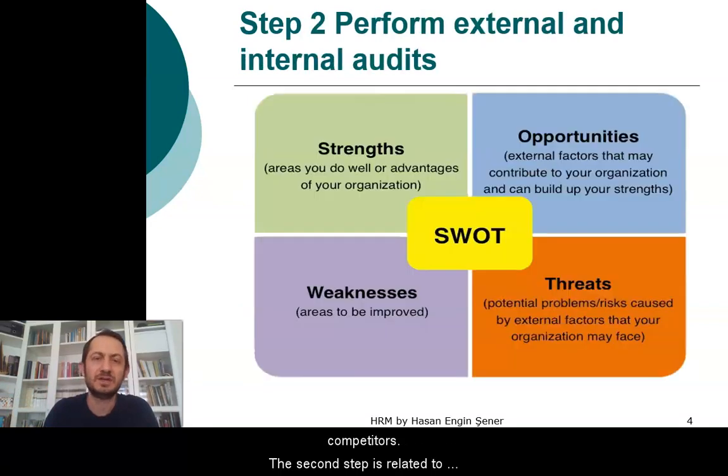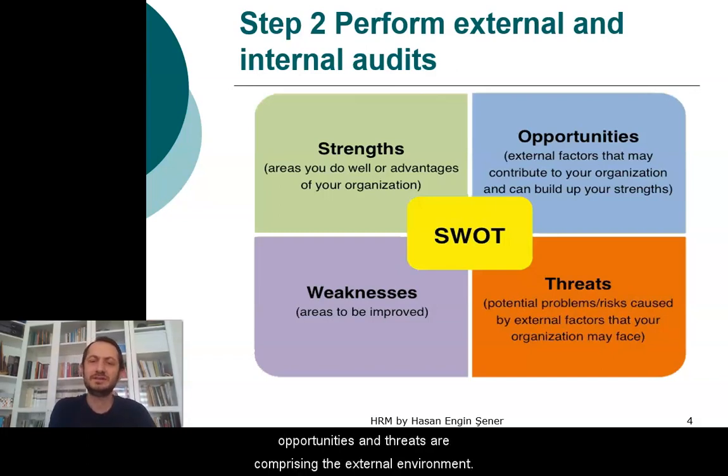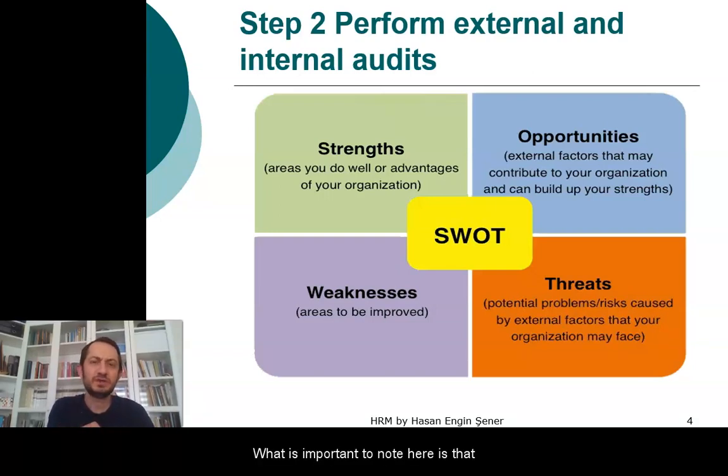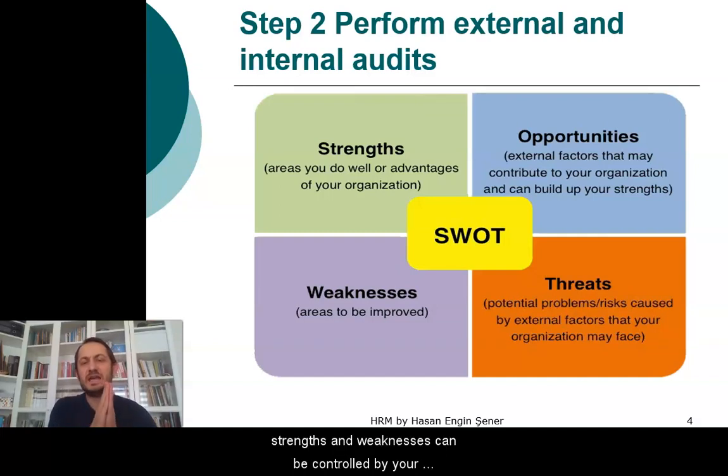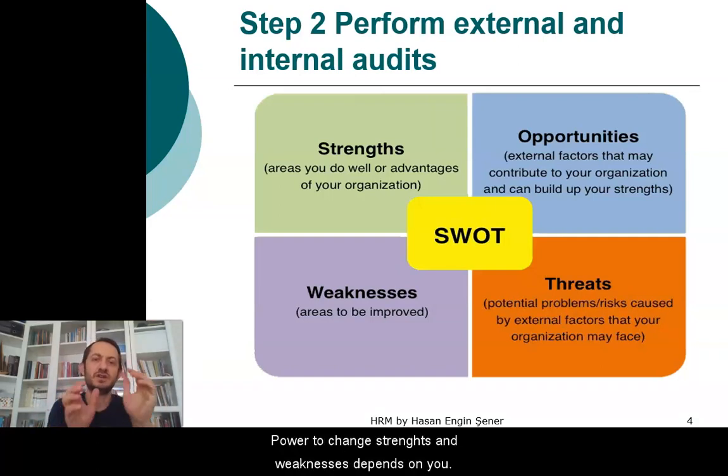The second step is related to environmental analysis. Environment can be divided into two. It can be internal environment. It can also be external environment. Strengths and weaknesses comprise the internal environment. Opportunities and threats comprise the external environment. What is important to note here is that strengths and weaknesses can be controlled by your organization. You can change your strengths, you can develop your strengths, or you can reduce your weaknesses. The power to change strengths and weaknesses depends on you.